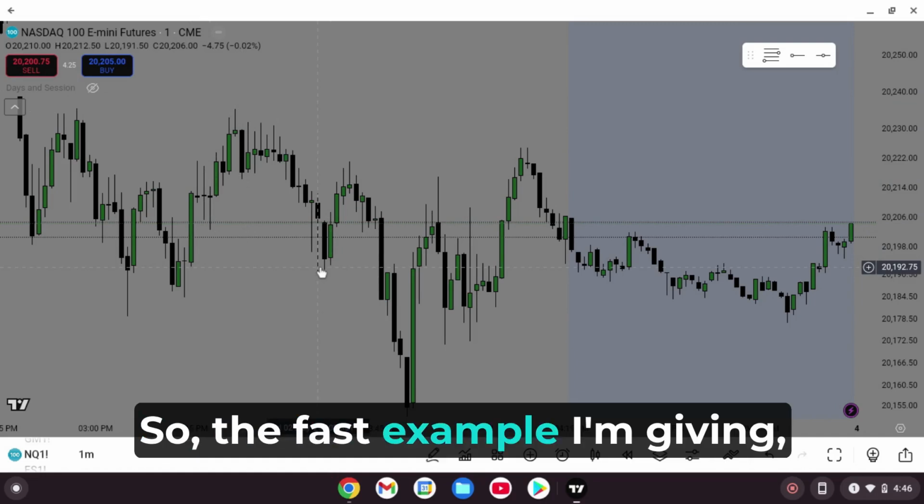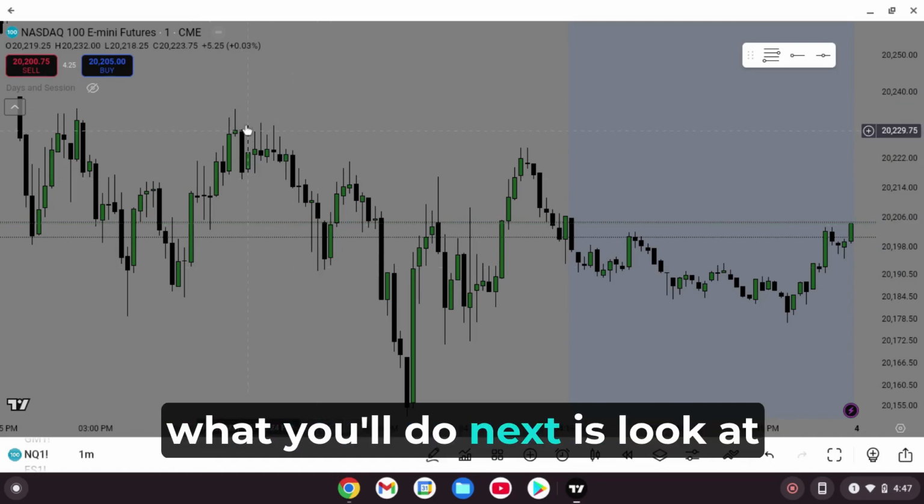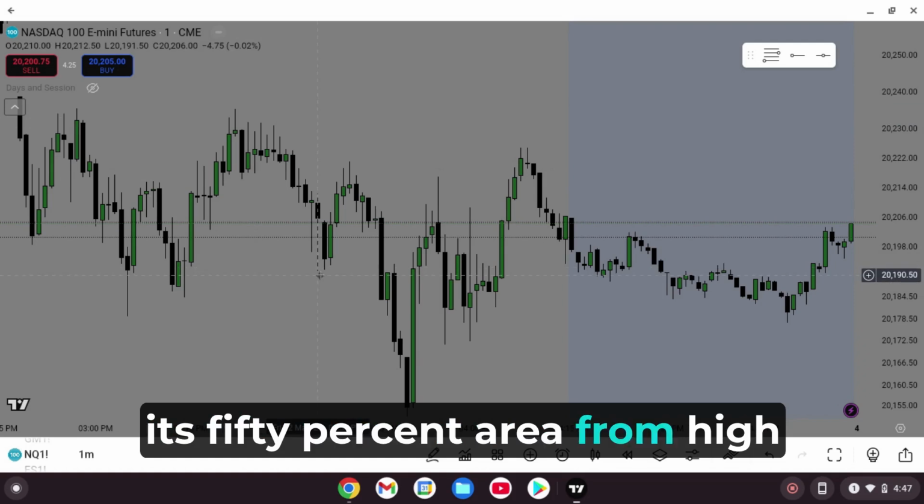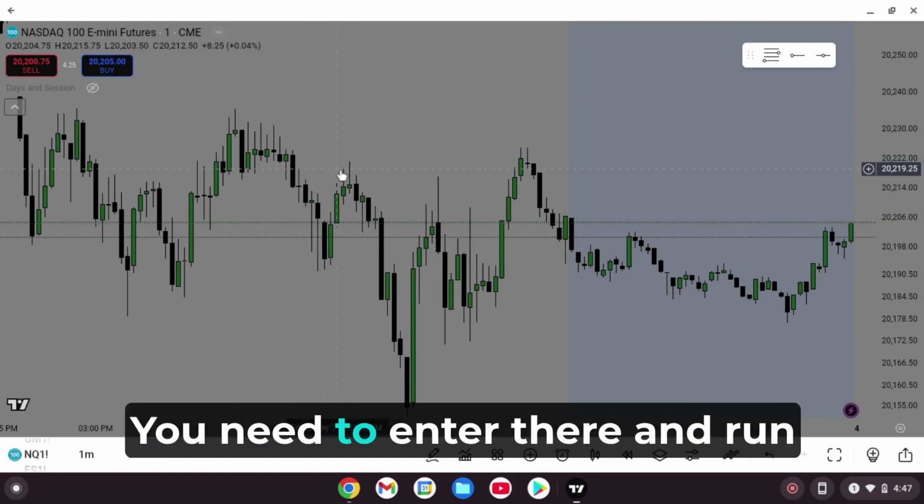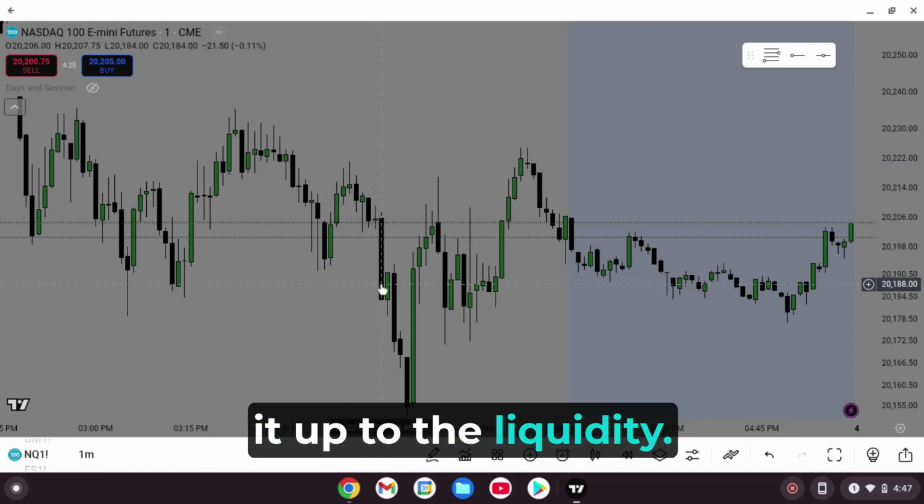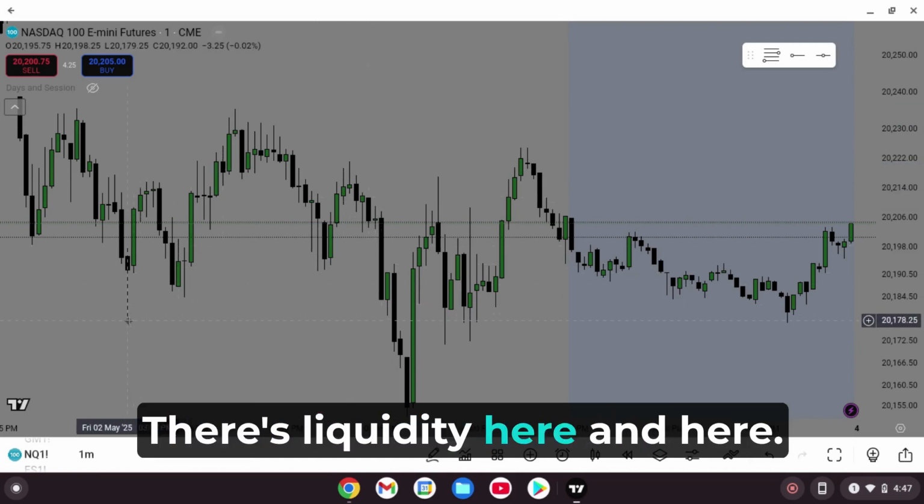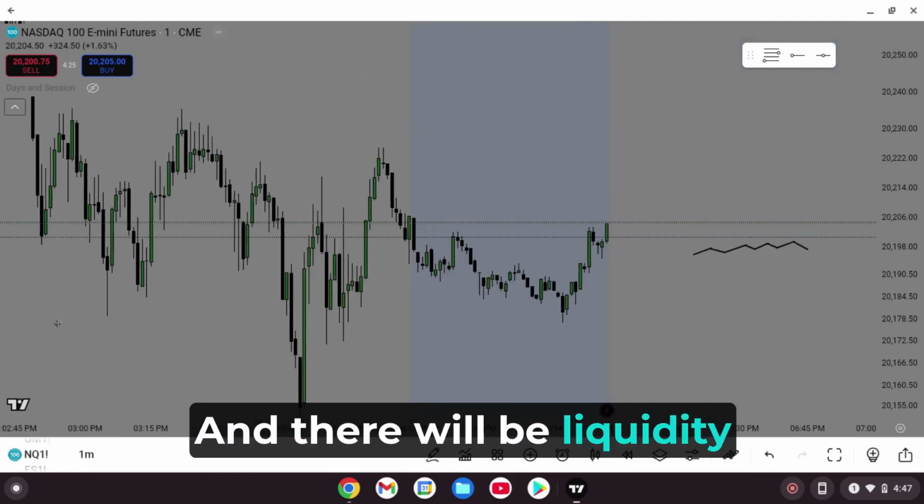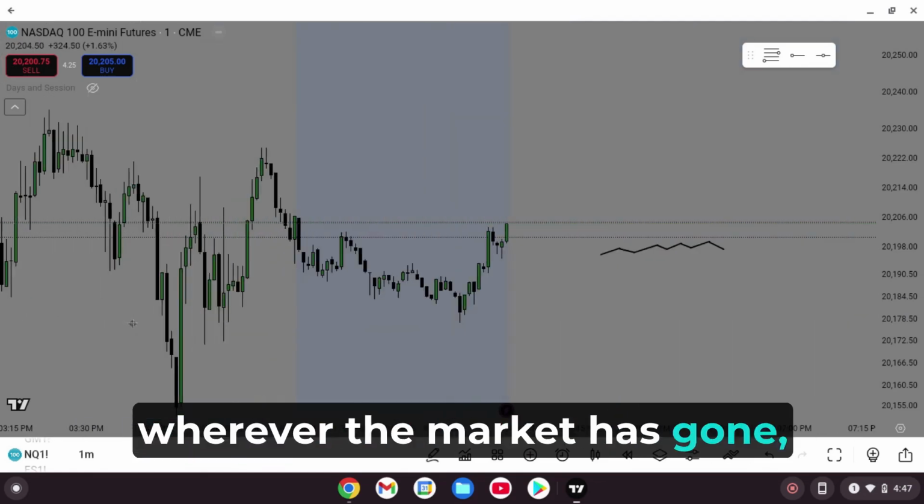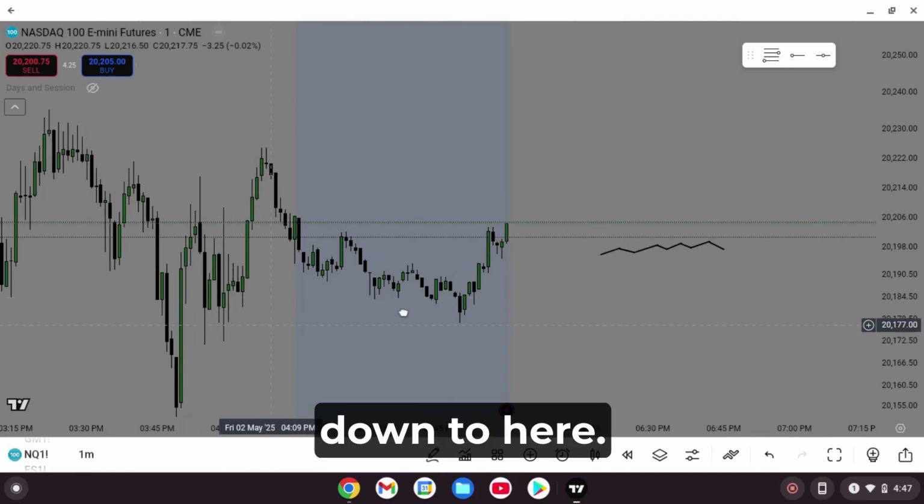So in the fast example I'm giving, what you'll do next is look at its 50% area from high to low. Approximately the market will go up to there. You need to enter there and run it up to the liquidity. There's liquidity here and here. You can run it up to here, and there will be liquidity behind it as well. Wherever the market has gone, that's why it has gone down to here.